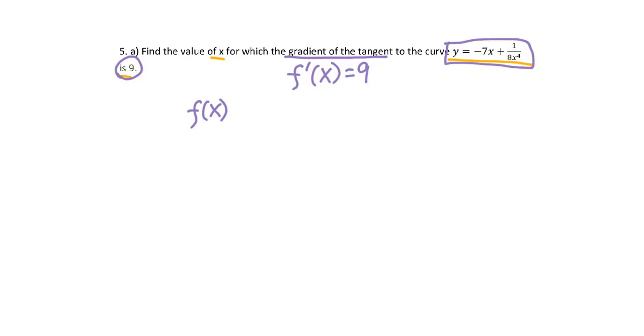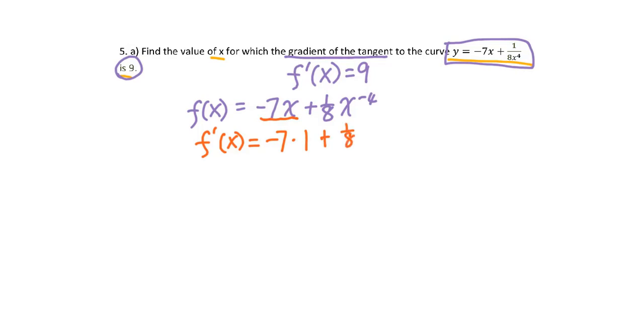Before we get started, we change it into a single form first. So 7x plus 1 over 8 x to the negative fourth power. So we will do the derivative. Then for negative 7x, it will be negative 7 times 1, plus 1 over 8, drop down the exponent, then minus 1, so you get negative 5 as the exponent. Then we get negative 7 plus, reduce here, you will get negative 1 over 2 x to the fifth power.